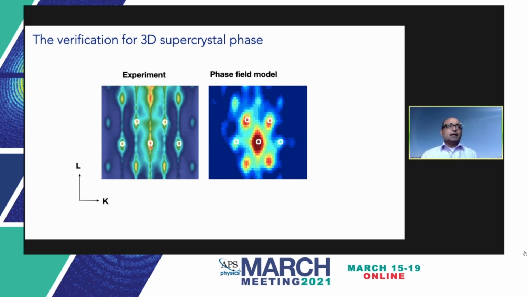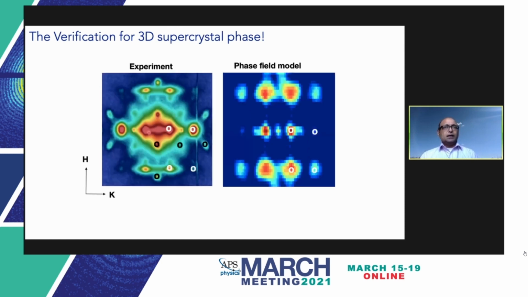So here's some verification from phase field modeling. You take the FFT, you can see some of these circles similar to the experiments. Here is another cut, HK cut, and you can see that the FFT of the phase field matches those of experiments. There are peaks like these black ones that the phase field at this level has not captured. So it's not as though we have the full picture here.